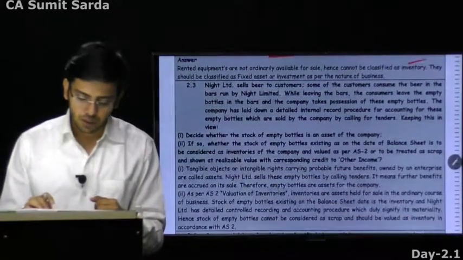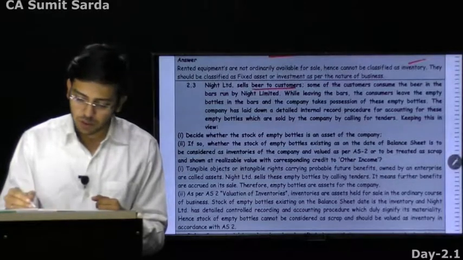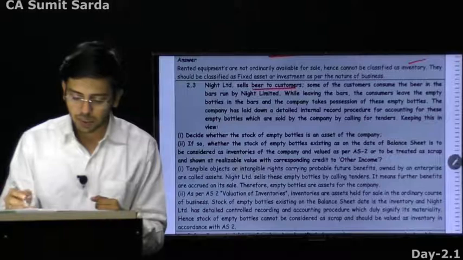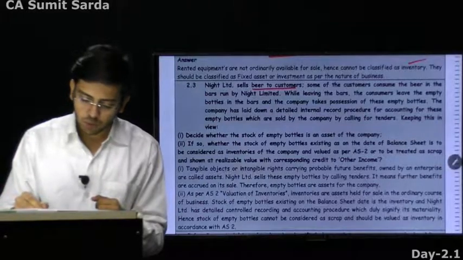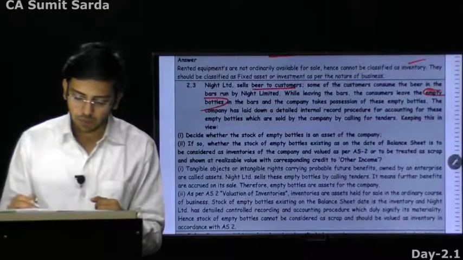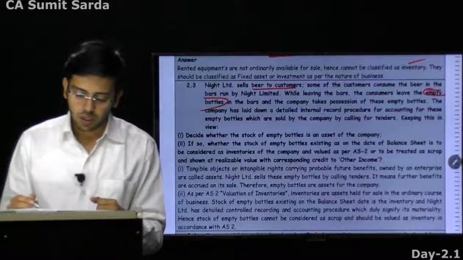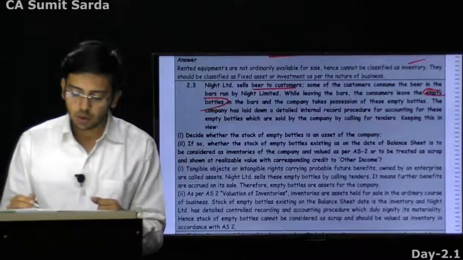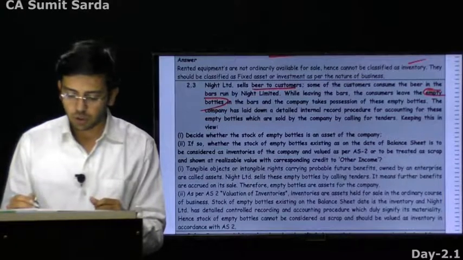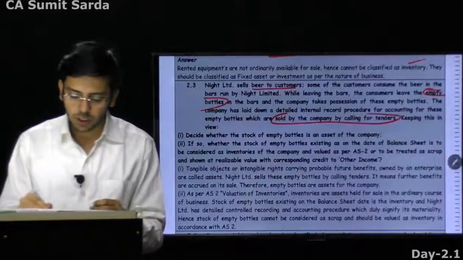We will move ahead. Night Limited sells beer to the customers. Some of the customers consume the beer in the bar run by Night Limited. While leaving the bar, consumers leave empty bottles in the bar and the company takes possession of the empty bottles. The company has laid down a detailed internal record procedure for accounting for these empty bottles, which are sold by the company by calling tender.